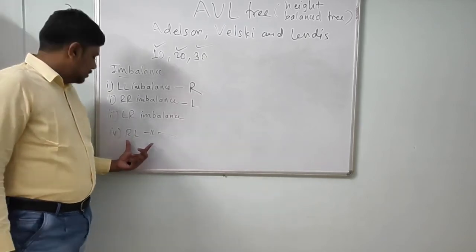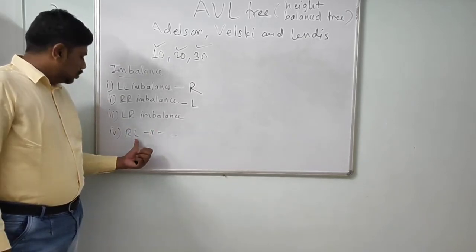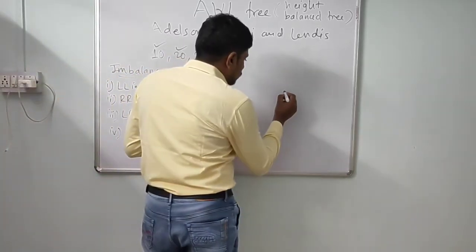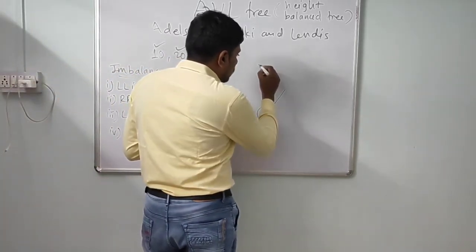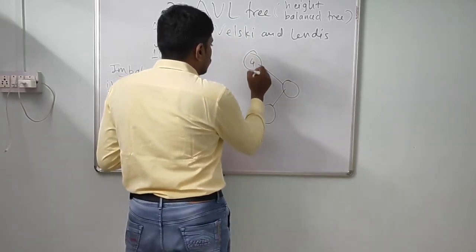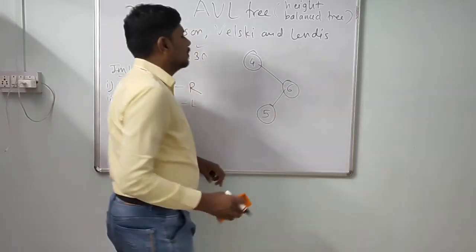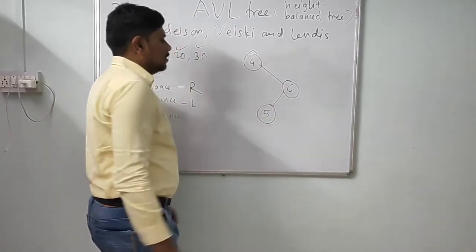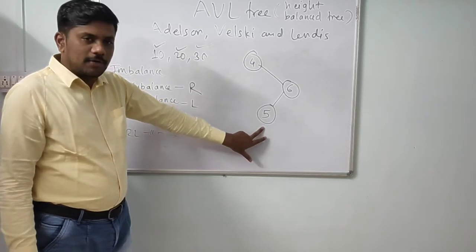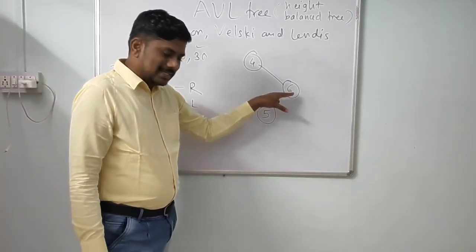Right left imbalance occurs due to insertion of a new node to the left side of the right subtree. So see, the left side of the right subtree. Consider, suppose this is 4, and take here 6 and then 5. These are the nodes 4, 6 and 5. So see what I have done, I have inserted 5 recently. So I have inserted 5 to the left of 6.